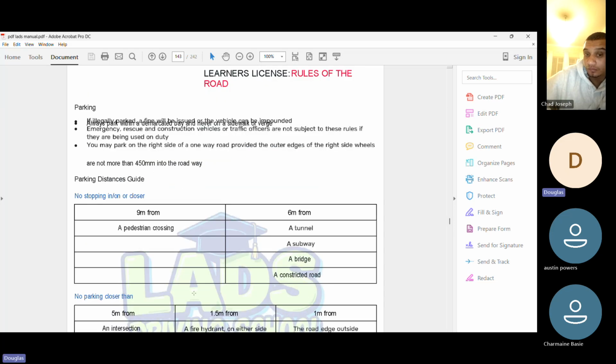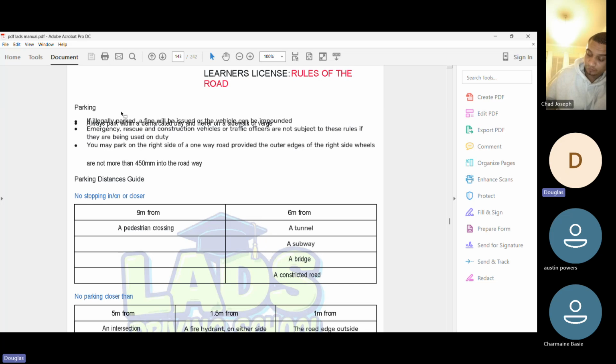Okay, we continue. Parking. If you are found illegally parked, a fine will be issued to you. So meaning you decided to park in a place that you know is not a parking, you're going to be issued with a fine. If you are found parked on the sidewalk, you will be given a fine. You're not allowed to park on the sidewalk. You're not allowed to park on the edge of the road or the verge of the road.